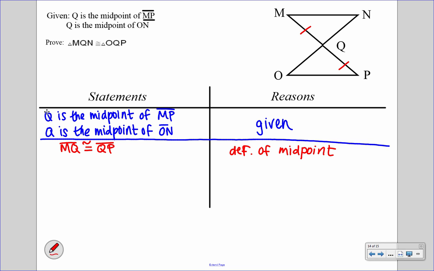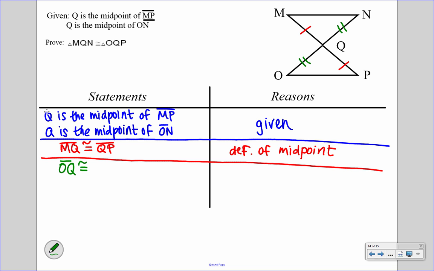So that was our first given. Let's look at our second given. Our second given says that Q is a midpoint of ON. So that means these two pieces are congruent to each other. So we can say OQ is congruent to QN. And once again, we have definition of midpoint because we had two midpoints.